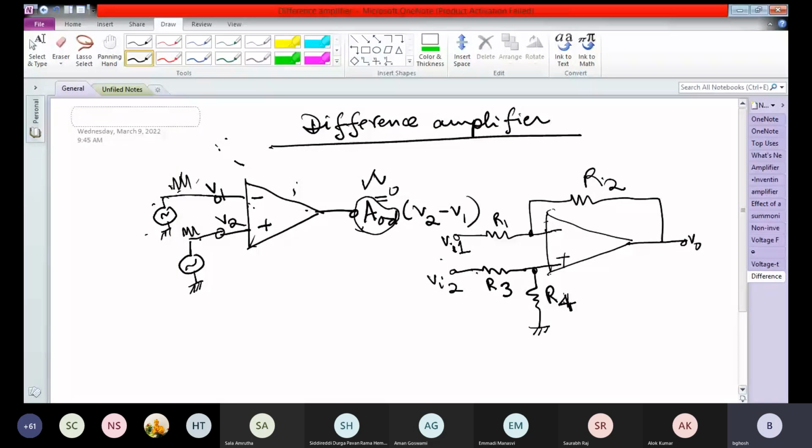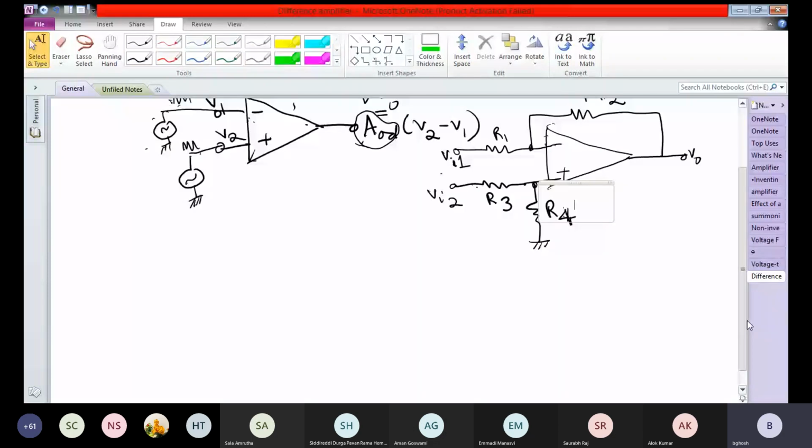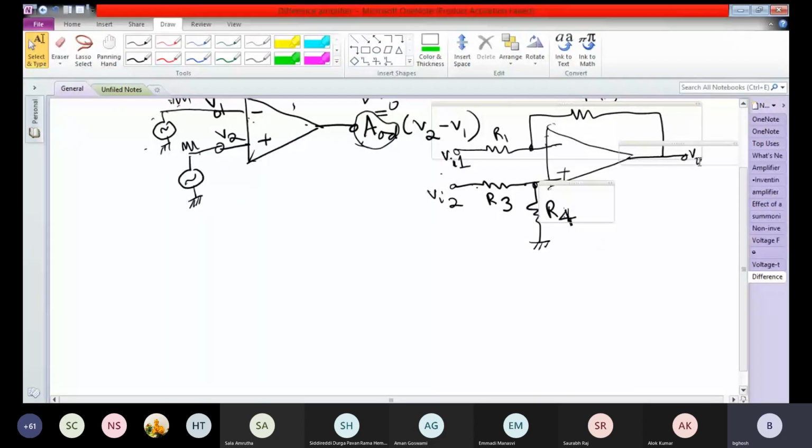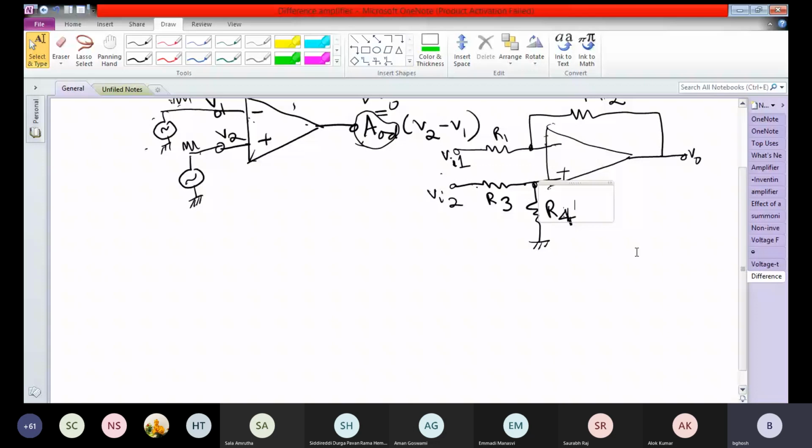Okay, so these are the two voltages VI1 and VI2, and now again we will use the superposition principle. We'll first set VI1 to 0, find the circuit output voltage V0 with VI2 working. Then I will set VI2 equal to 0 with VI1 working and find the output voltage V0, and then I will add up the two responses in order to find out the output voltage V0 when both VI1 and VI2 are working.